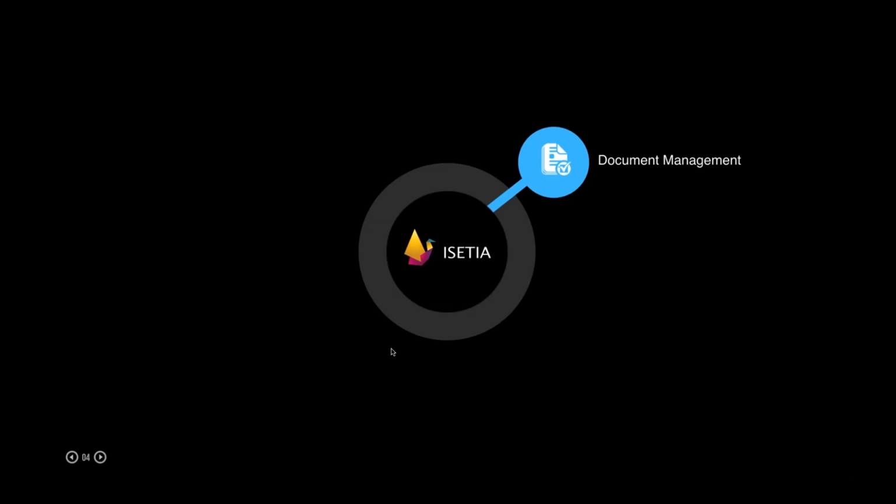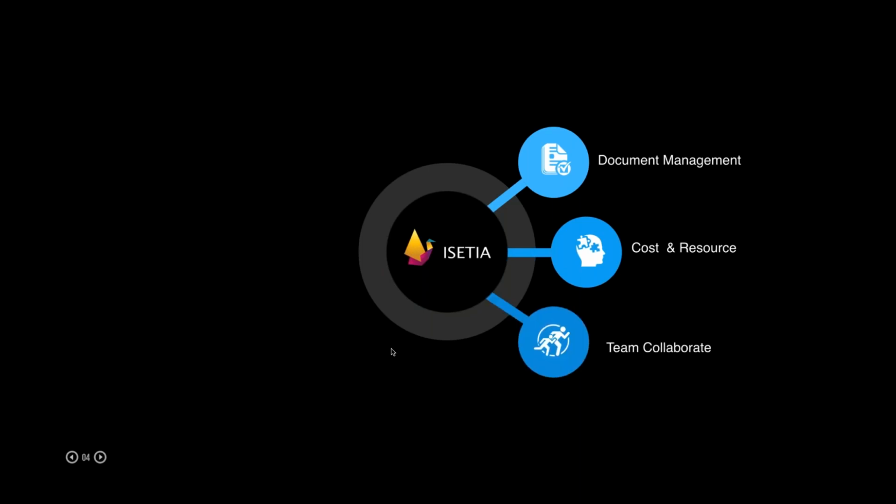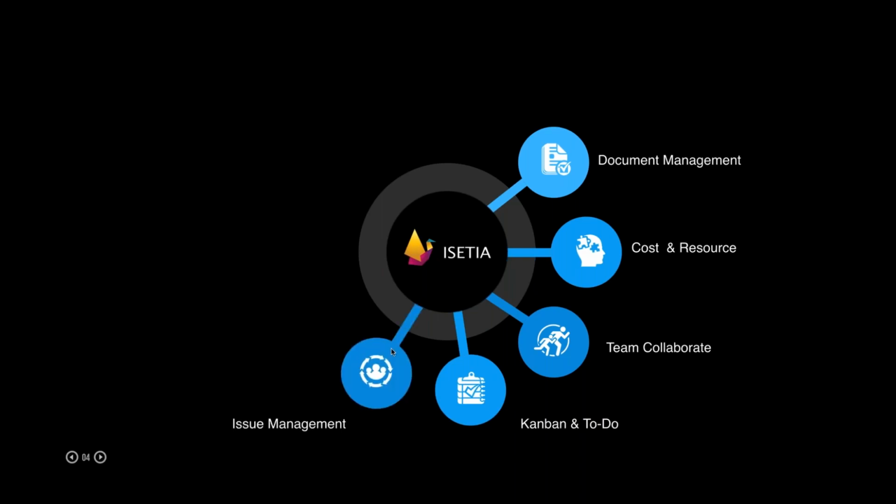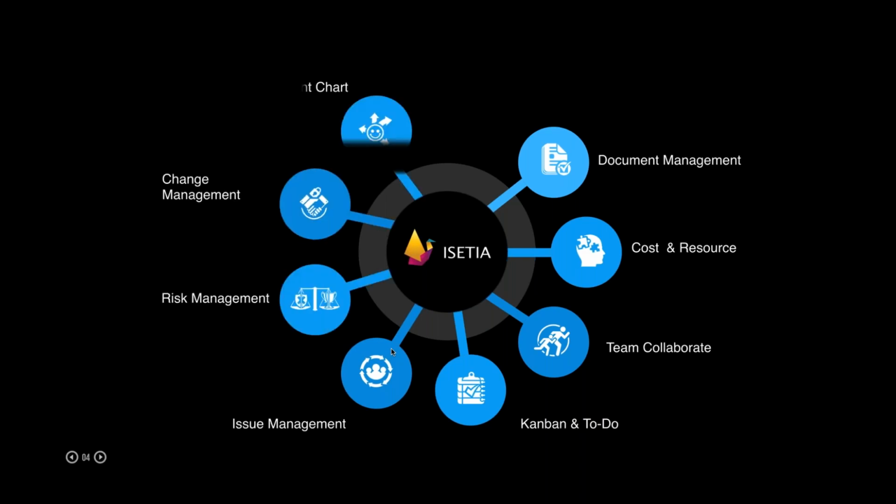In ISETIA, we have different modules for you to use. One of them is document management. We also have the possibility to plan costs and resources. There's team collaboration; you can easily share your work with everyone that is using ISETIA. We have Kanbans and to-dos, which I will show you on an example later on. Of course, there is issue management, risk management, change management, Gantt charts, and the 3P management that I was talking about seconds before.